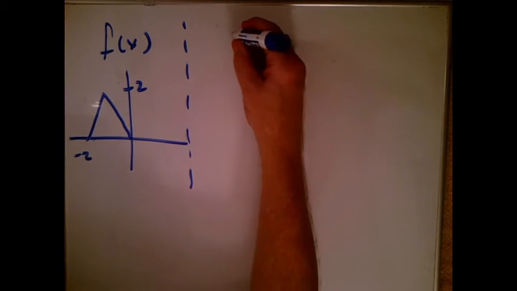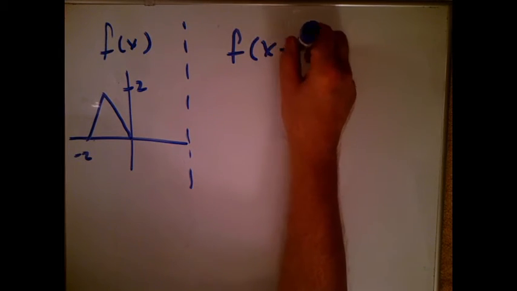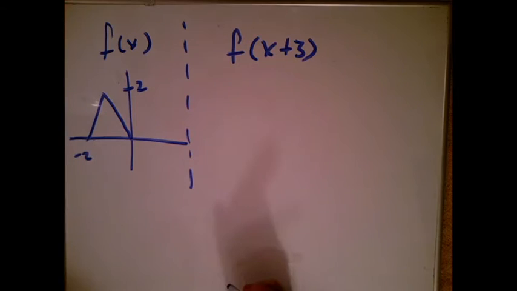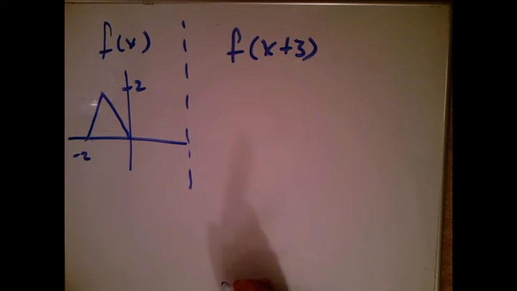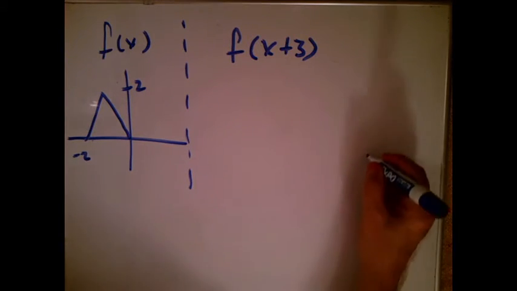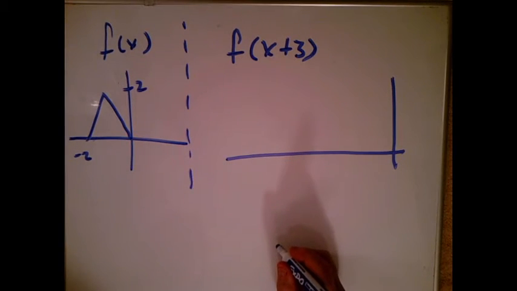An inside change. Here we go. So how about the same thing? f of x plus 3. Remember how this works. You can either think that you're moving the x-axis 3 to the right, or you can think that you're moving the graph 3 to the left. Whichever you're more comfortable with is just fine. Unless you're going to be a math major in geometry, it's not going to make that much difference.